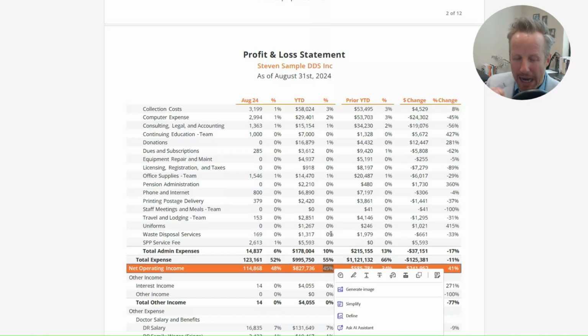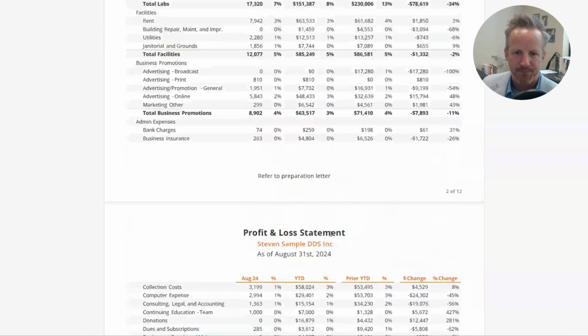Think about that word, operating income. This is the income from operations, and this is the amount of money that goes to pay for everything you. That's the income from operations. That's the number that I can compare to other dental practices in the industry to have an apples to apples comparative analysis.